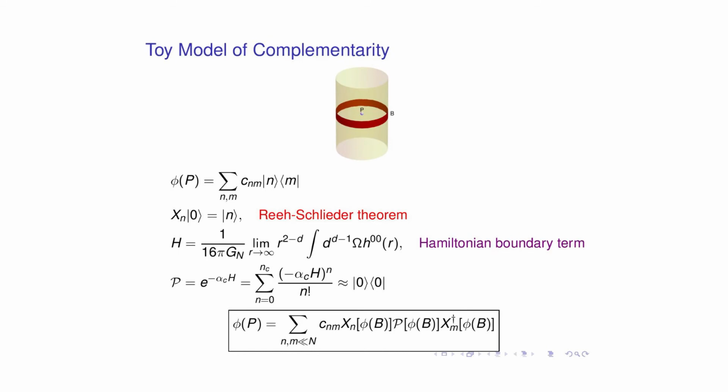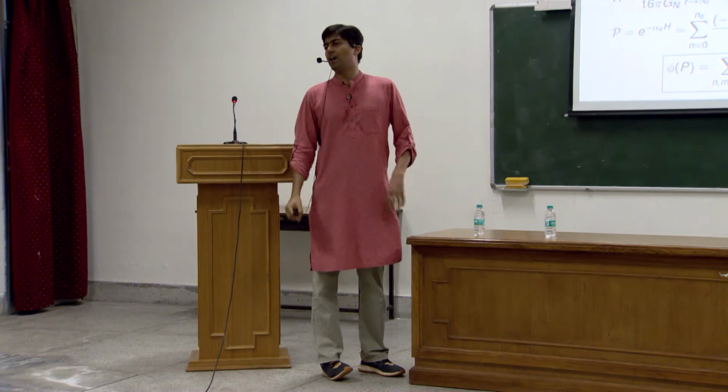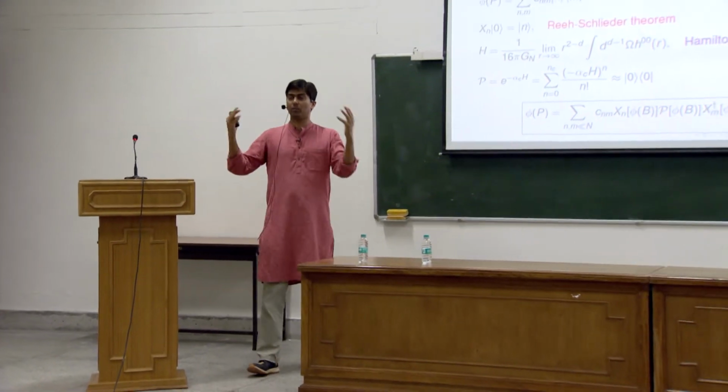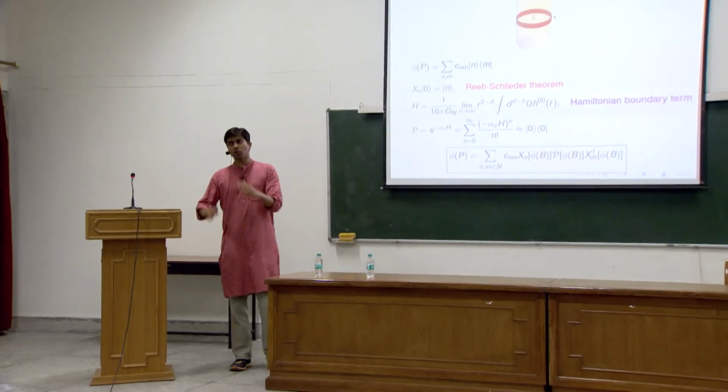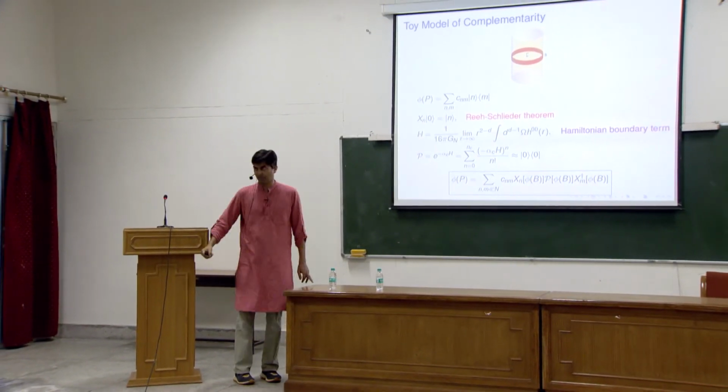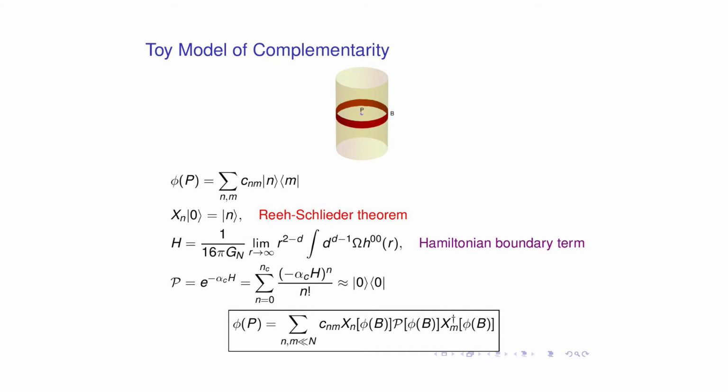Let's say there's some degree of freedom that lives at this point P. Those of you who studied quantum mechanics know that every degree of freedom is described by some observable, some operator, and you can always take this operator and expand it out in some complete set of states. This is just an expansion in a complete set of states.